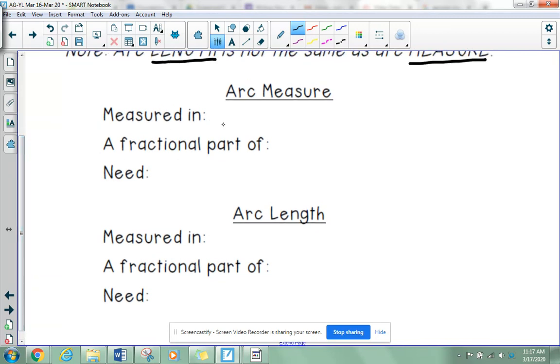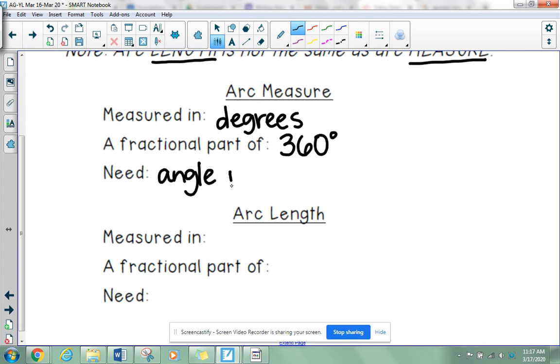And so let me remind you that arc measure, that's when we measure it in degrees. It is a fractional part of the fact that an entire circle is 360 degrees. So when we're finding one little measure of an arc, we're finding a fractional part of that. And to find arc measure, you need those angle relationships that we learned about for central angles and inscribed angles, interiors and exteriors.